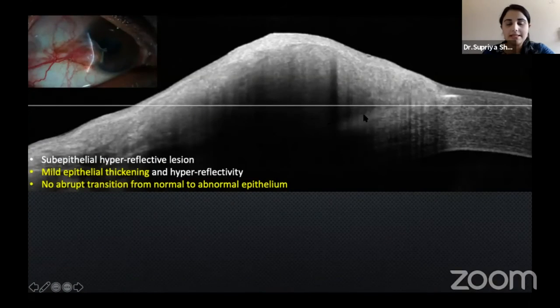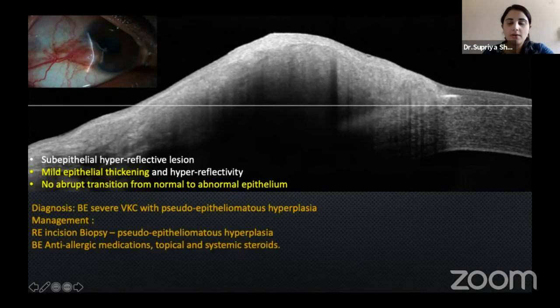So the AS-OCT scan was done, and through the lesion it showed that the lesion was predominantly subepithelial with mild epithelial thickening and hyperreflectivity and absence of abrupt transition. So based on this, the possibility of OSSN was ruled out, and also an incision biopsy was performed in the right eye, which confirmed the diagnosis of pseudoepitheliomatous hyperplasia, and the patient was treated appropriately.